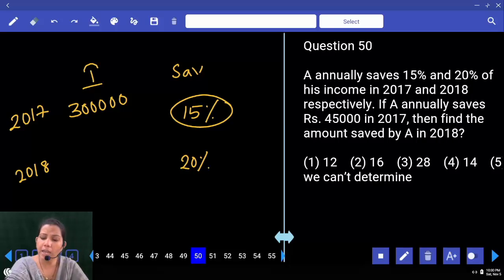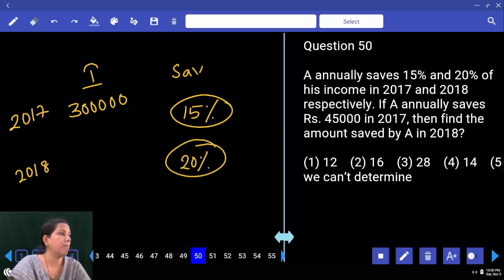Next, then find the amount saved by A in 2018. What is this 20%? That is saving in 2018. 20% of income in 2018 or 20% of income in 2017? 20% of 2018 income. Do you know the income of 2018? No. So answer cannot be determined. And we don't have any relation of 2018 income and 2017 income. So I cannot find out the answer. Cannot be determined is the answer.